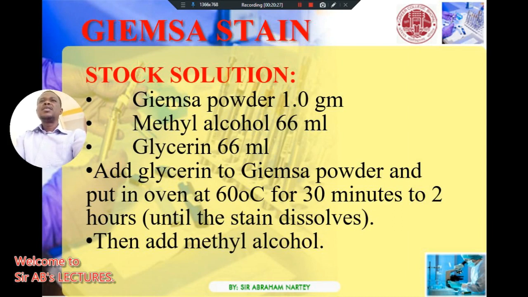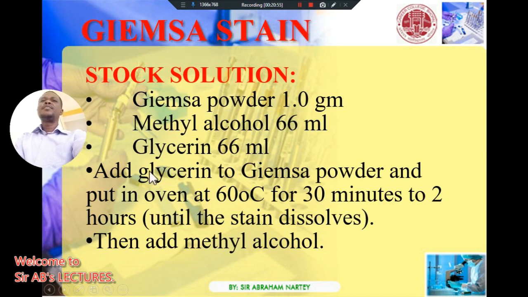Giemsa stain. This Giemsa stain, we said it earlier, that it is also used for daily activities. So for Giemsa stain preparation, you take 1 gram of Giemsa powder. Giemsa powder, take 1 gram. Then methyl alcohol, you measure 66 milliliters of it. Then you have glycerin. Glycerin, you also measure what? 66 milliliters.